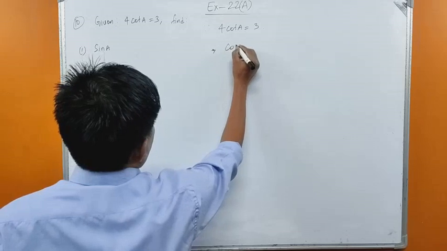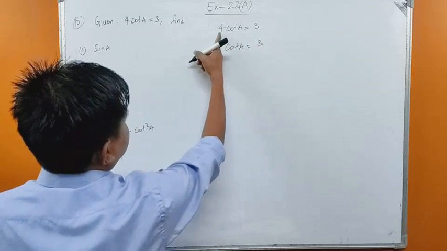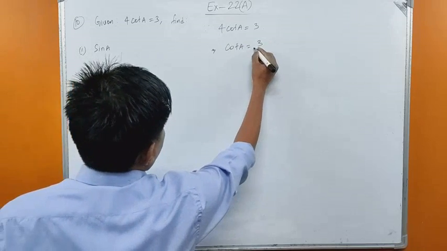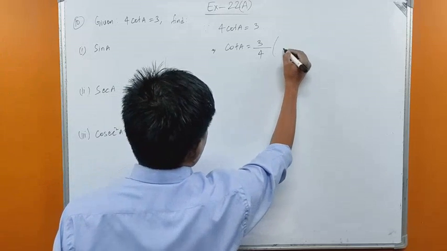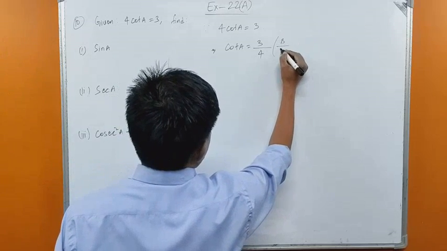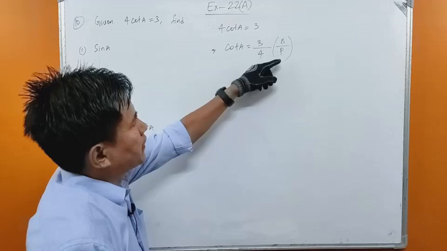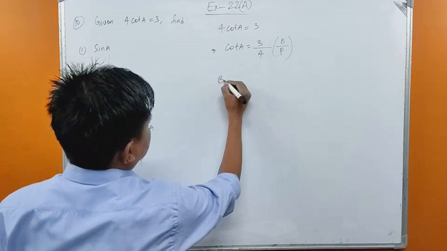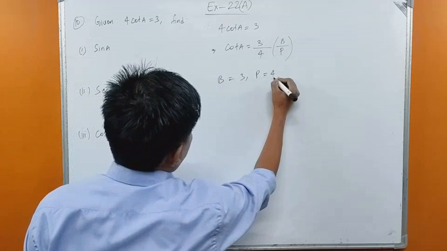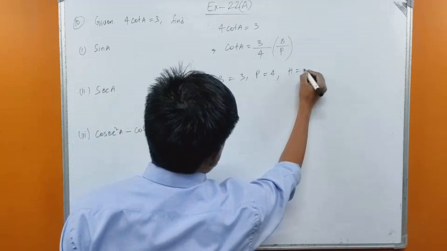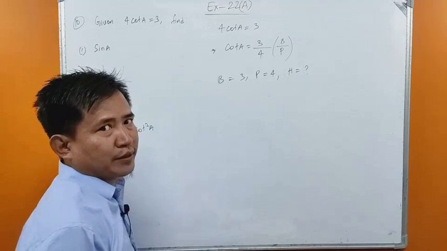Or cot A equals to this 3 is in the right hand side. Let us take this 4 to the denominator by cross multiplication. Okay, 4. So cot A is base upon perpendicular, isn't it? Opposite of tan A. Cot A is base upon perpendicular. So base is 3 and perpendicular is 4. So we don't know hypotenuse. Hypotenuse is question mark.